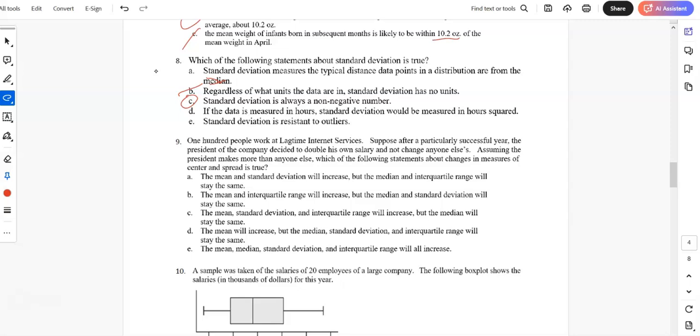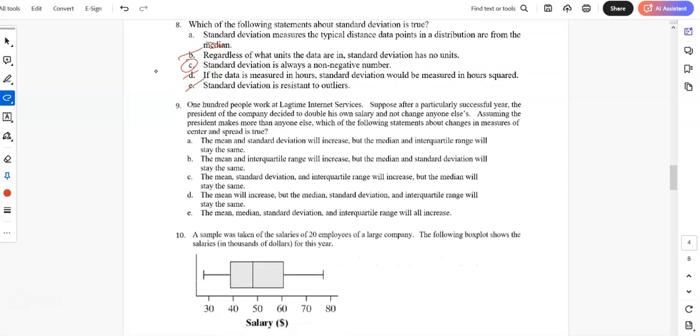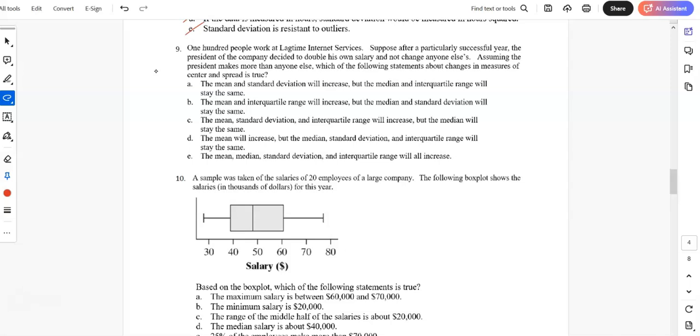The data is measured in hours. Standard deviation would be measured in hours squared. No, that's variance. Standard deviation is resistant to outliers. No, the mean is not resistant, so there's no way standard deviation would be. It's the typical difference from the mean.